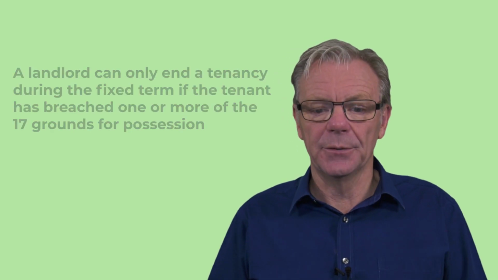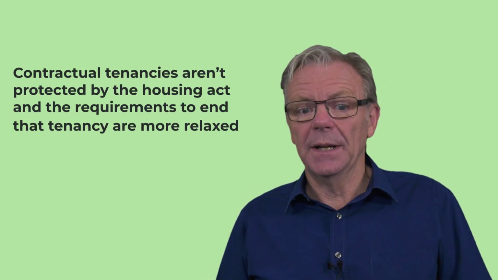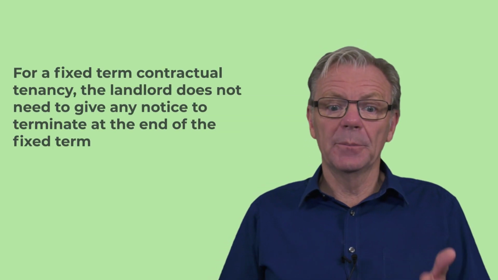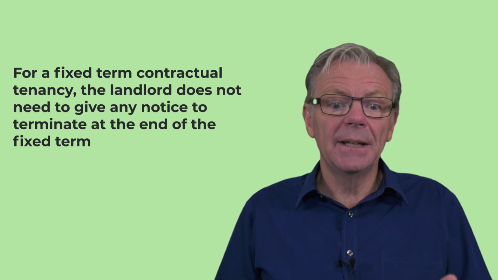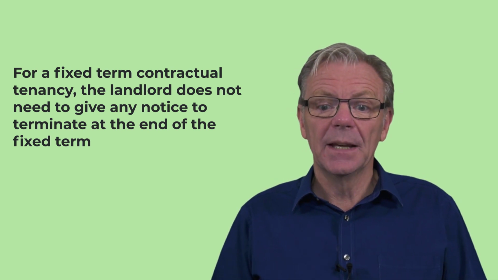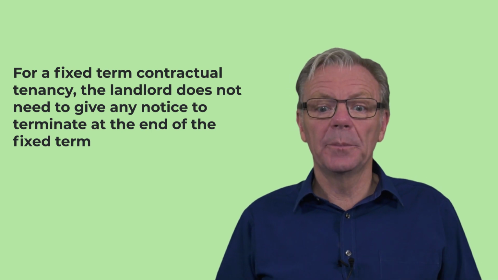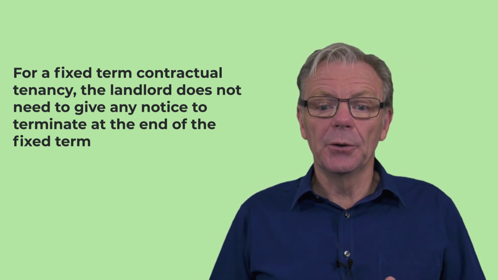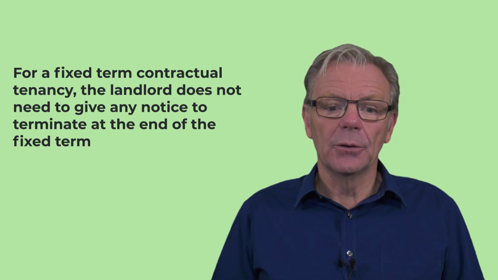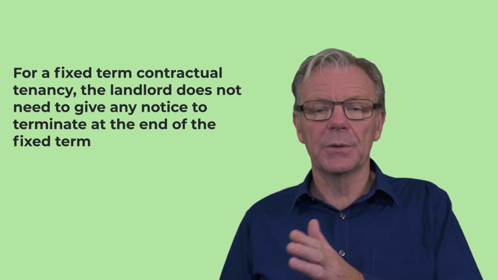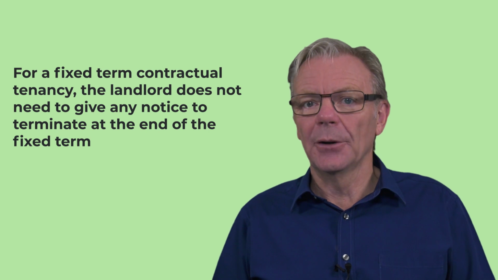We've only talked about ASTs so far, so I'm now going to cover contractual tenancies. These tenancies are not protected by the Housing Act, and the requirements to end that tenancy are therefore more relaxed. For a fixed term contractual tenancy, the landlord need not give any notice to terminate the contract at the end of the fixed term. It will simply end unless there's an agreement to extend it, and then it may well become periodic. Tenancies end in this manner due to what is known as effluxion of time. Don't assume your tenant will be aware of this. Contact them sometime beforehand to go through the checkout procedures and give them information about how things will happen.